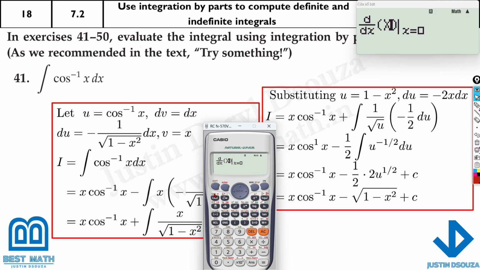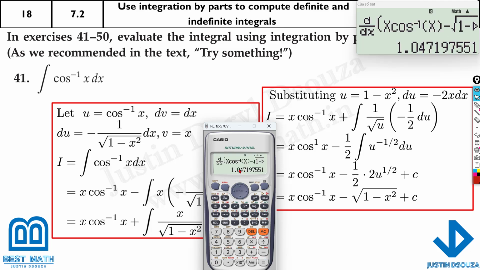Let's check this. x cosine inverse, again x, close the bracket, minus, I have not opened any bracket, only the original default bracket is there and it's closed. Cosine open and close, done. Square root 1 minus x squared here. Plus c, I'm not going to write, because it's a constant. See, now if I press 2, it's a math error. No, it's not going to work. Why? Because I assumed 0.5 here and it should be 1.047.